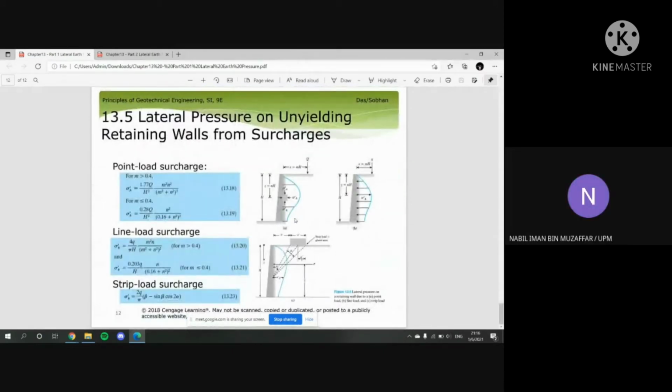Okay, next slide. This one is lateral pressure on unyielding retaining walls from surcharge. There are three surcharges: first point load surcharge, second line load, third strip load. The term strip loading is actually used to indicate a loading that has a finite width along the x-axis but an infinite length along the y-axis.